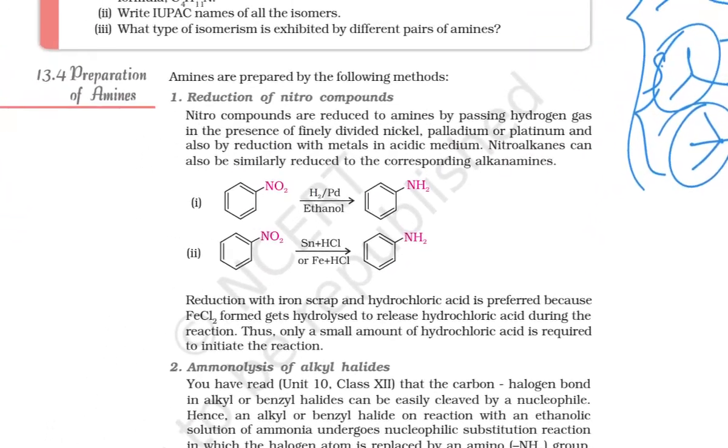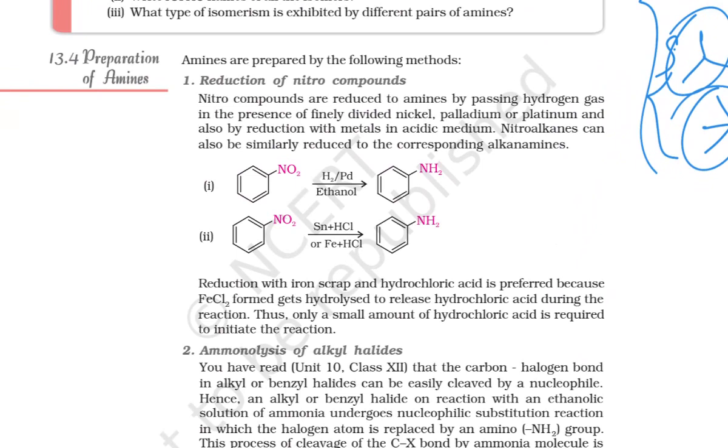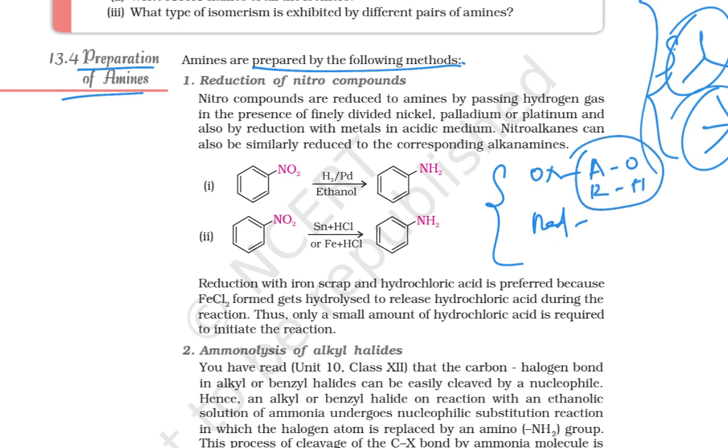Okay, we didn't explain some of the preparation. So first the preparation of amines. Okay, so look here, amines are prepared by the following methods, right? So what is oxidation and reduction in case of an organic compound? Addition of oxygen, removal of hydrogen, this is your oxidation.